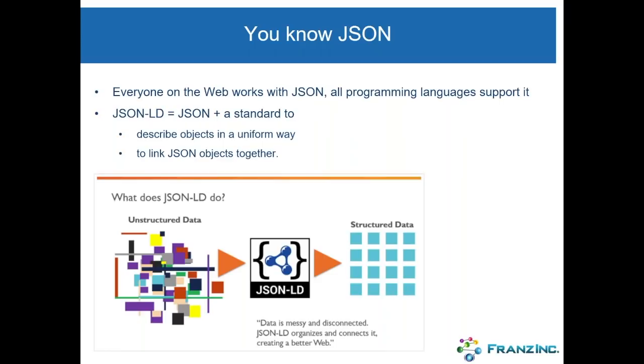It is used to describe objects in a uniform way, and it's especially used to link JSON objects together. So you can have the regular JSON objects in a database like you could in MongoDB or Couchbase, but you can also now look at your set of objects as a graph and do very complex graph operations.